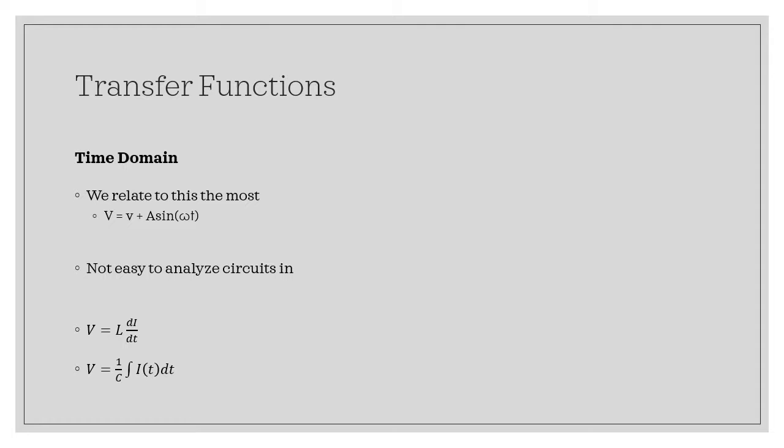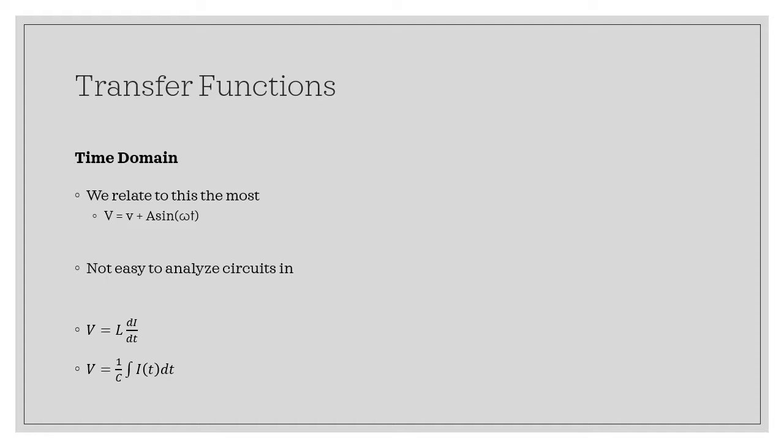So the one we use in circuits is transfer functions, which use the Laplace domain, which we get from the time domain. And the time domain is very relatable. Let's say we have some voltage. The total voltage is V equals some DC constant V plus some sinusoidal component, sine omega t there. Now, we can understand visually in our heads what that looks like, but we can't analyze circuits very well in there.